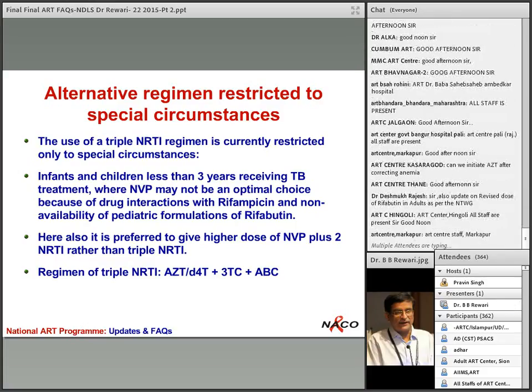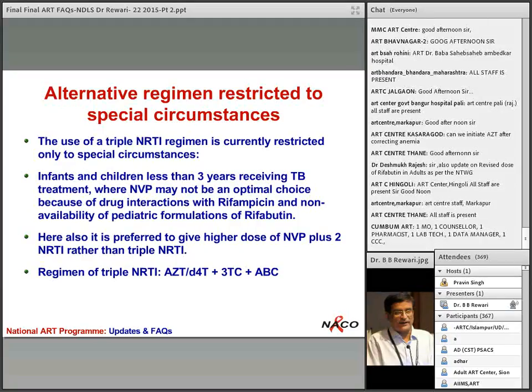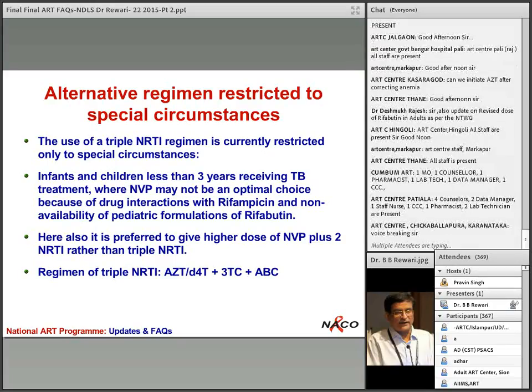Again, we can use a triple NRTI regimen which is not as efficacious as 2 NRTI plus PI or 2 NRTI plus 1 NNRTI regimen. But in situations where you have no other option, we can use AZT or D4T with 3TC with abacavir. Again, single formulations of these pediatric formulations are not available, and this will have to be made available at centers of excellence only.